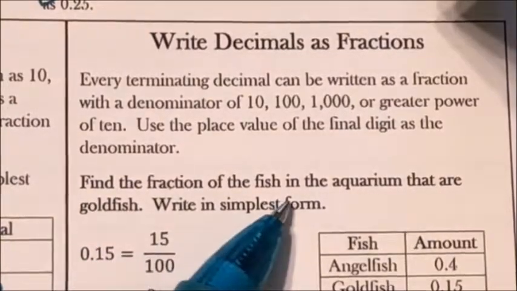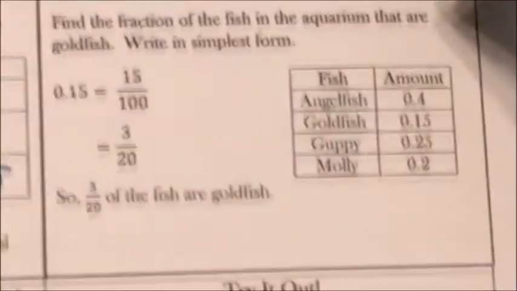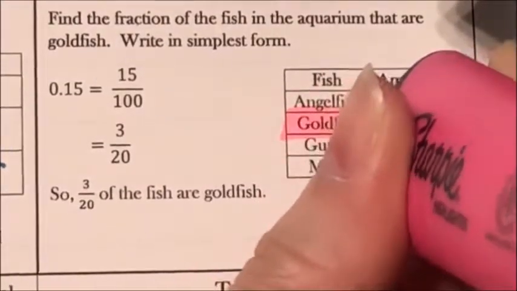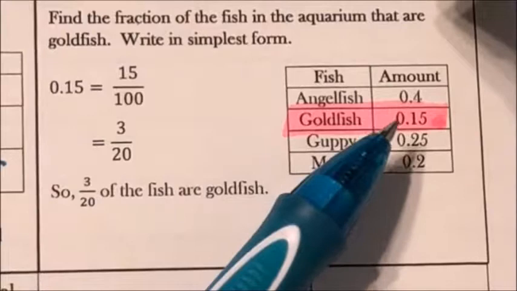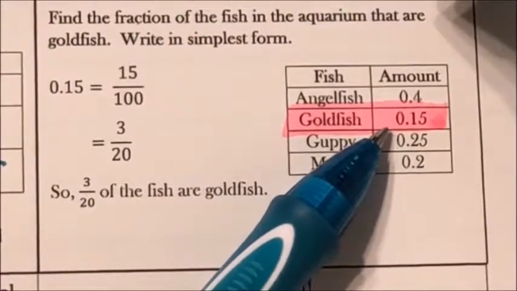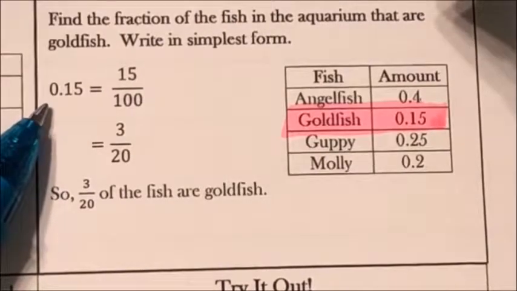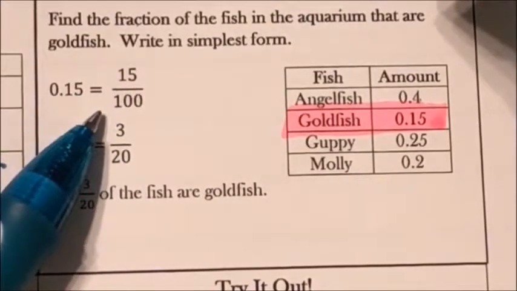So find the fraction of the fish in the aquarium that are goldfish. Write in simplest form. Okay, so I can look at my table right here. I'm looking for goldfish. Okay, here's my goldfish. 0.15. Normally we say 0.15, but this is actually 15, and there's two places, so 15 hundredths. So when I rewrite this, I have 0.15 equals 15 over 100, or 15 hundredths.